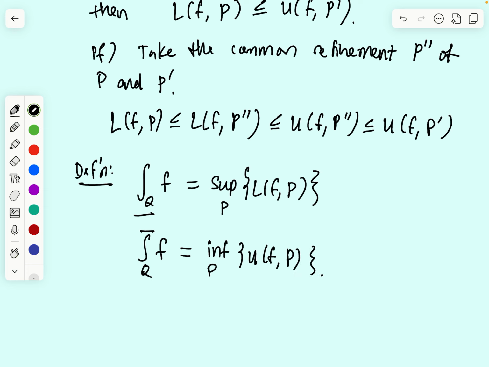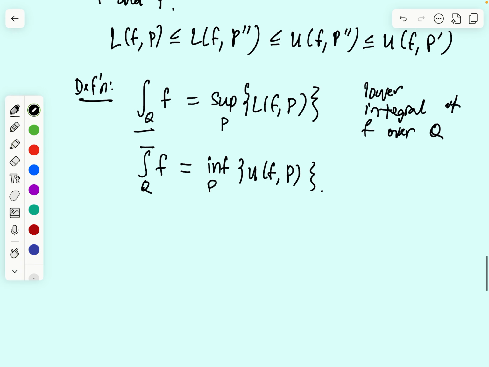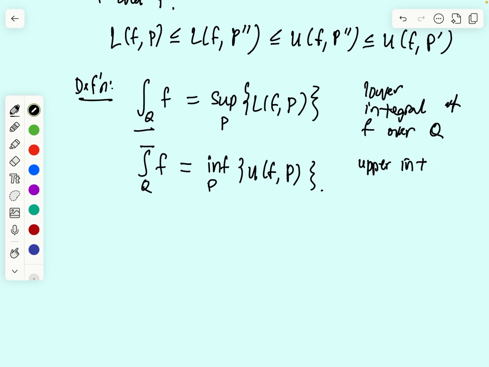Okay? So this first one is called the lower integral of f over Q. Notice that this does not depend on the partition. This is a supremum over all partitions of the rectangle. And this integral with the bar above is called the upper integral of f over Q.